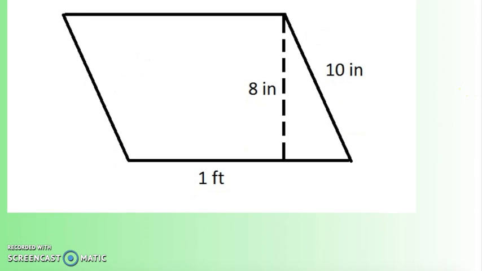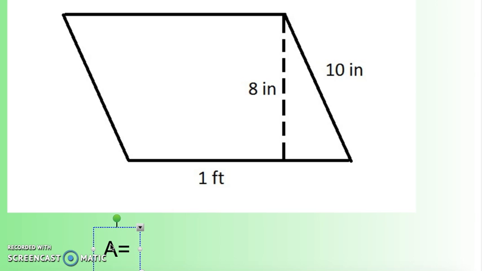So here is a parallelogram. Now this one they try to trick us. They try to trick us in two different ways. What I want you to notice is we have three numbers and we only need two. Remember, we're only multiplying base times height.